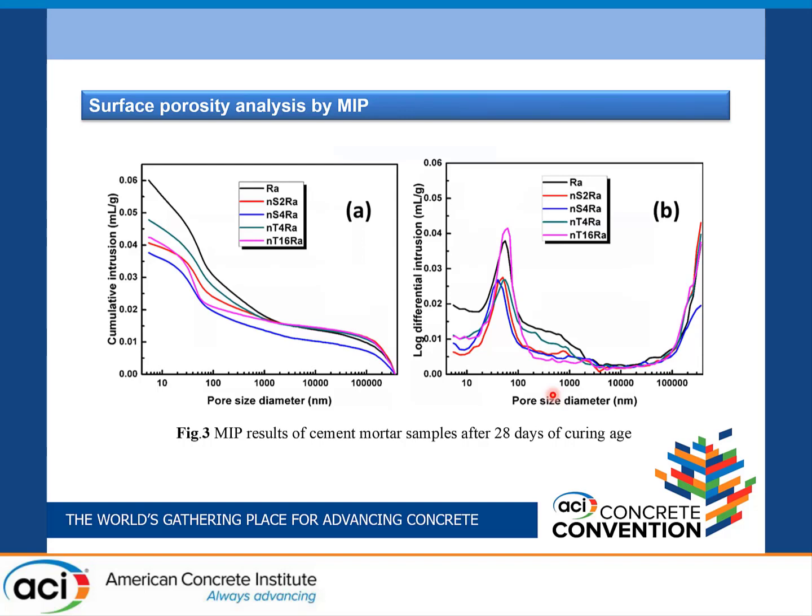Here we see the releasing agent, mentioned here as the blank or the black one. It shows that the total porosity of the releasing agent is 11.85%, while S4, meaning silica 4, and titanium 16 are 9.5% and 9.61%. So the total porosity of the nano-modified releasing agent is lower than the releasing agent. And the cumulative pore volume and the threshold volume are reduced due to the filling effect of nano-titanium and also the pozzolanic effect of the nanosilica.